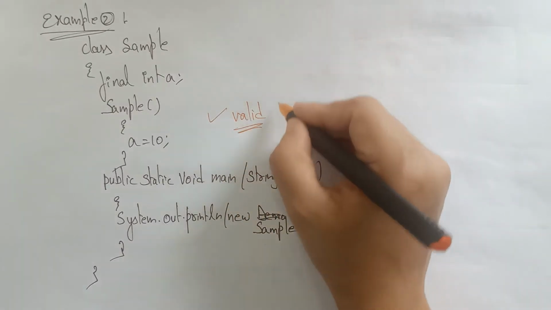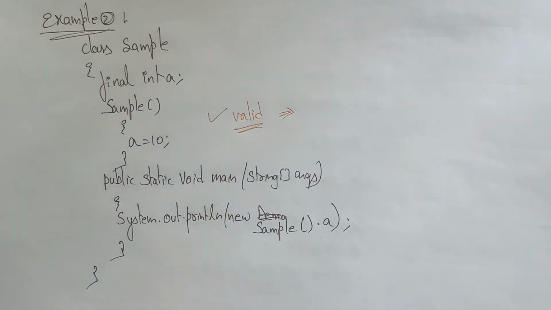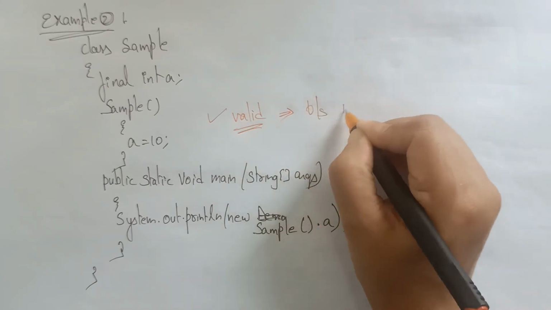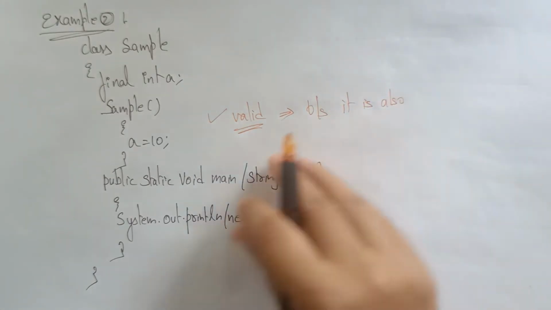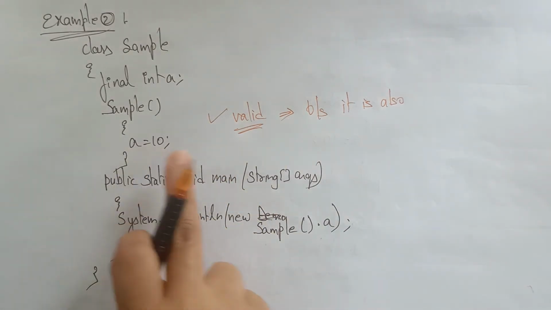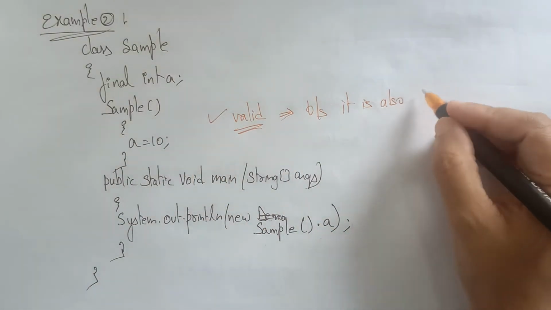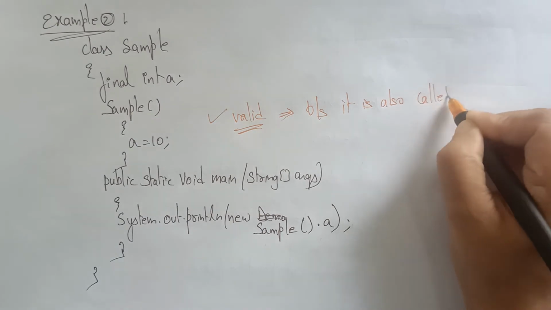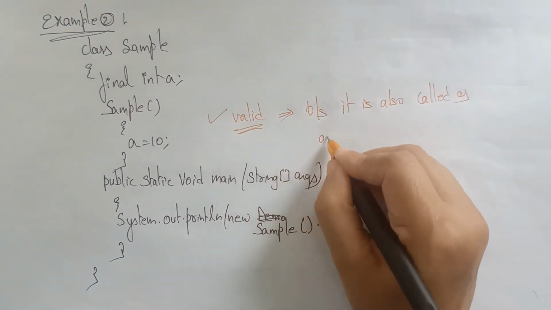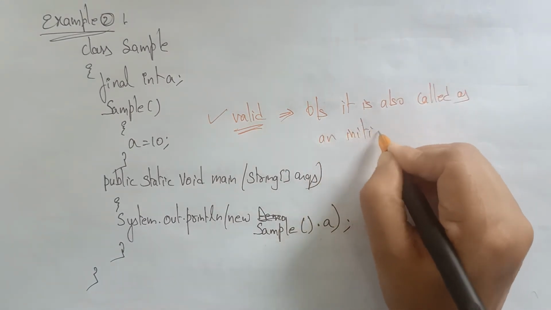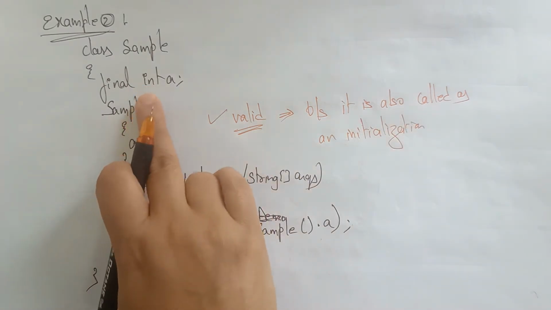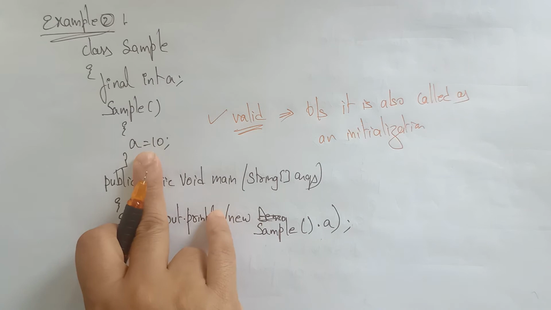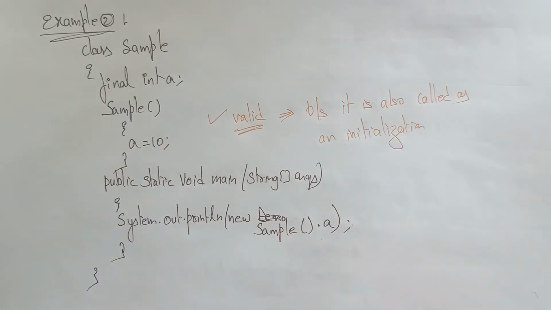Why is it valid? Because here a is equal to 10 inside the constructor, and that is also called initialization. So this is another type of initialization. You declare the variable as final and you initialize the value inside the constructor. So it is another type of initialization.